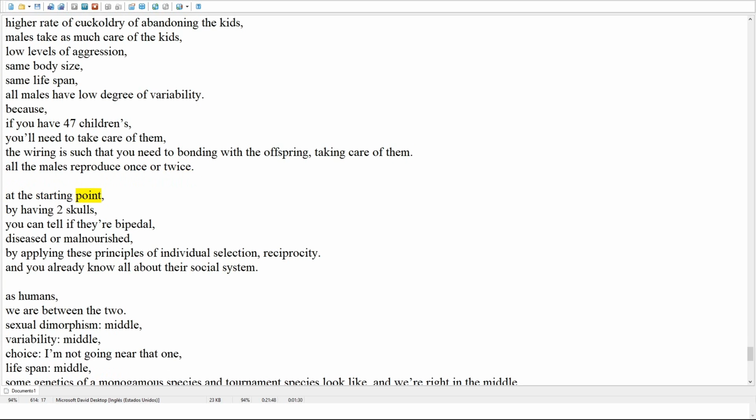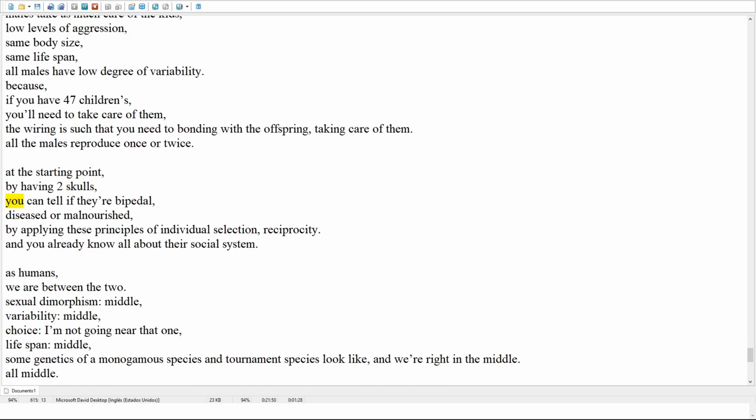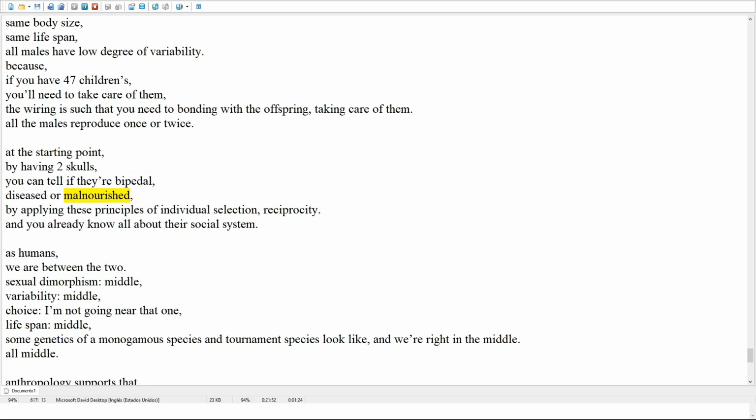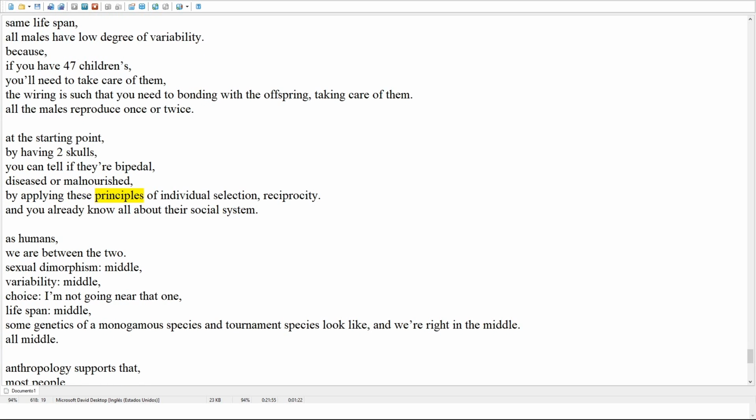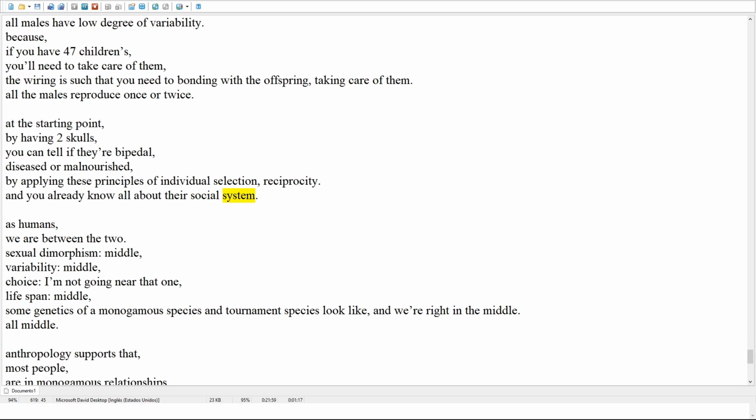At the starting point, by having 2 skulls, you can tell if they're bipedal, diseased or malnourished. By applying these principles of individual selection, reciprocity, and you already know all about their social system.